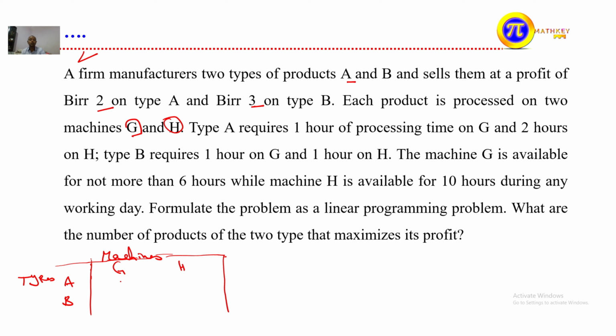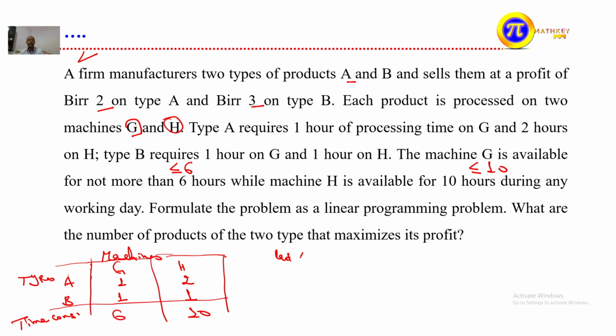Type A requires 1 hour of processing on G and 2 hours on H. Similarly, product B requires 1 hour on both machines. Machine G is available for not more than 6 hours, which means less than or equal to 6. Similarly, availability for H is less than or equal to 10. So here is the time constraint, the availability being 6 and 10.